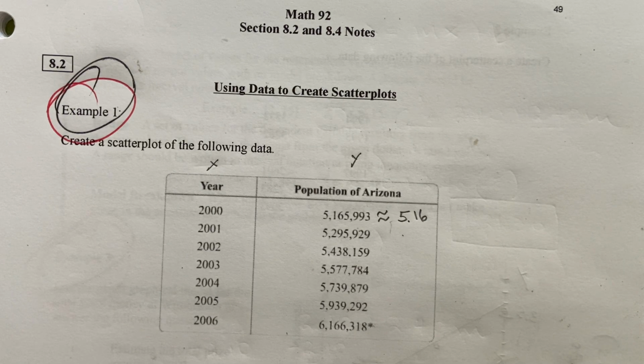So this is meant to be 5,165,993 people, right, in the year 2000 and so on. And we're just tasked to create a scatter plot, basically making a visual representation of these numerical values here. So often it's hard to see patterns when numbers are just presented here in a text form.